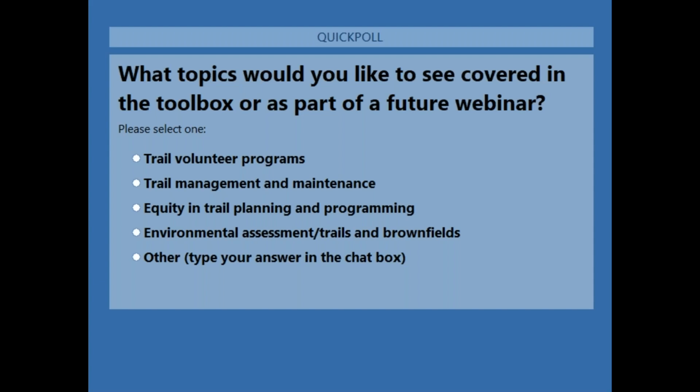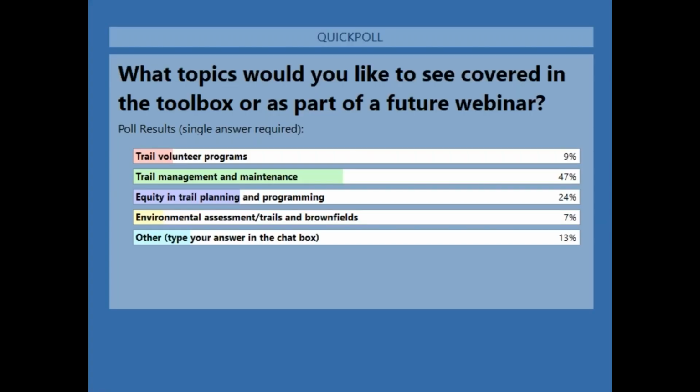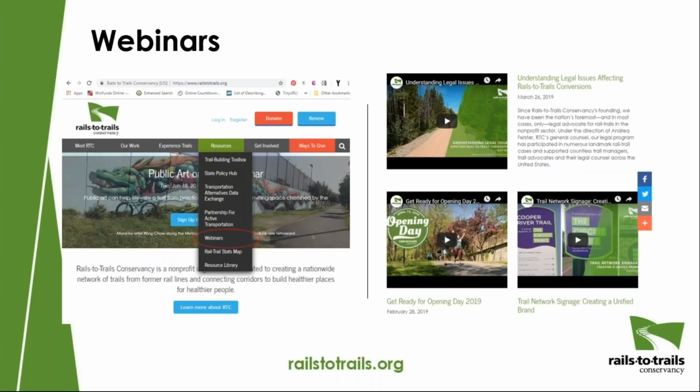Okay, just a few more seconds. Okay, so good news. Many of you are interested in trail management and maintenance, as well as equity in the trail planning and programming process. So the good news is that we'll be getting to all of those later this year. Keep an eye on the Trail Expert Network e-news, as well as our website and other things like the Facebook page, to keep an eye out for those and register once they become available.